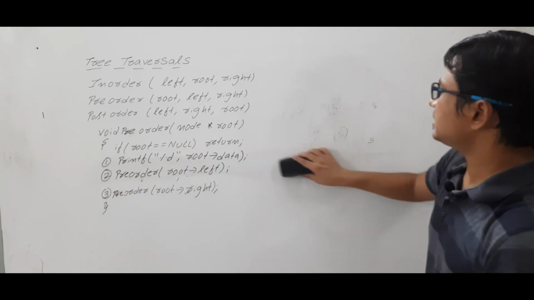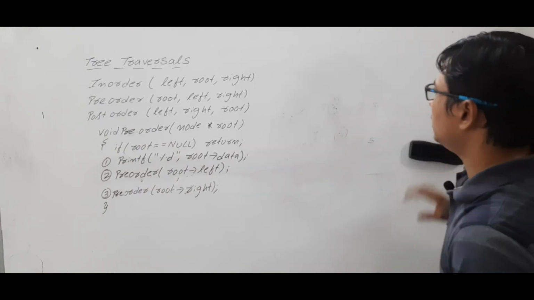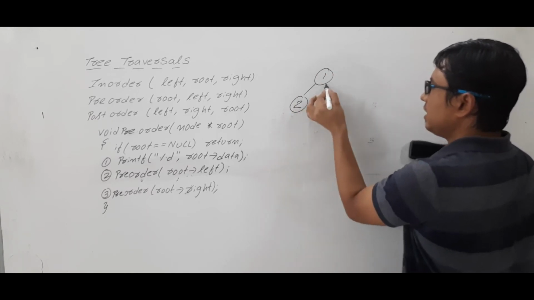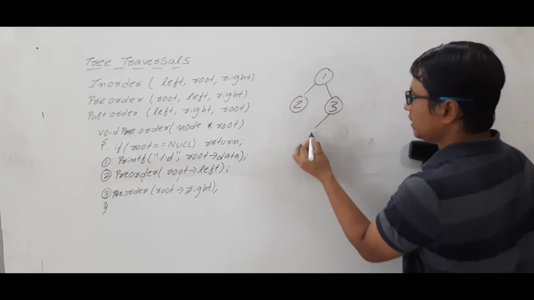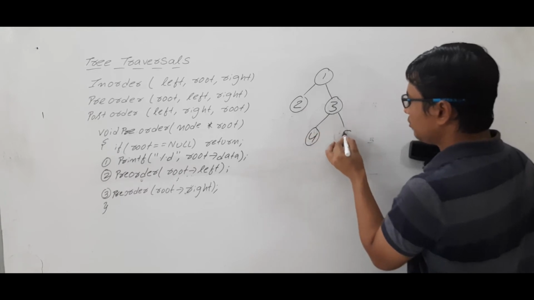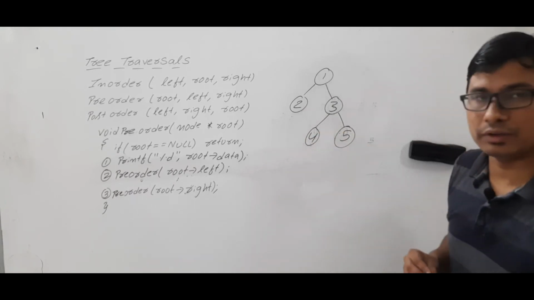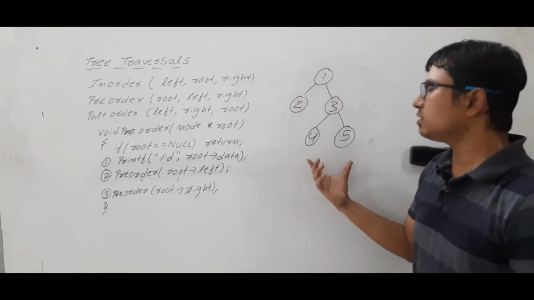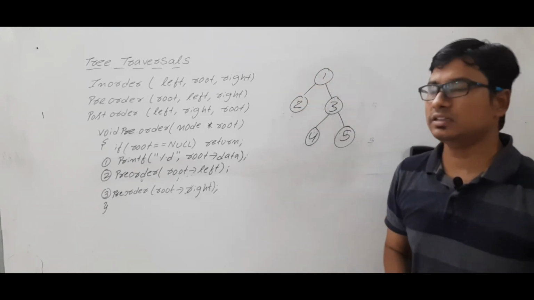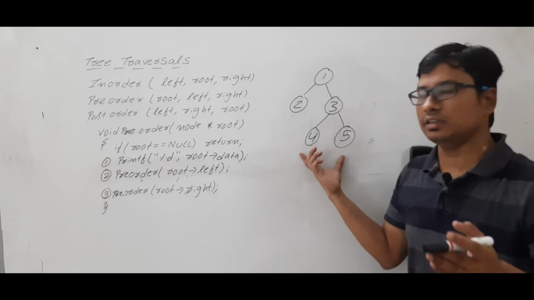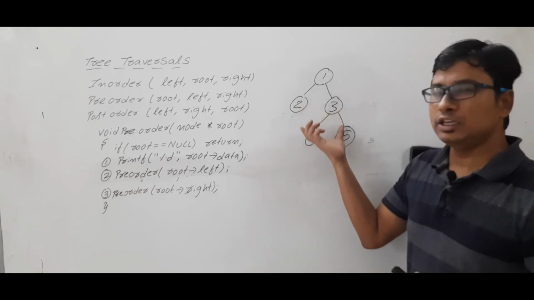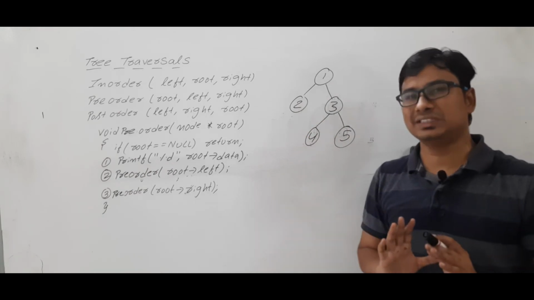Okay, now let me discuss with the same example. I have 1, I have 2 here, I have 3, and I have 4, and I have 5. I hope it is clear for you. You have 1, 2, 3, 4, 5. This is not the binary search tree. I think by this time you know what is a binary search tree, but this is a binary tree. Why is it a binary tree? Because each node is having at most 2 children.